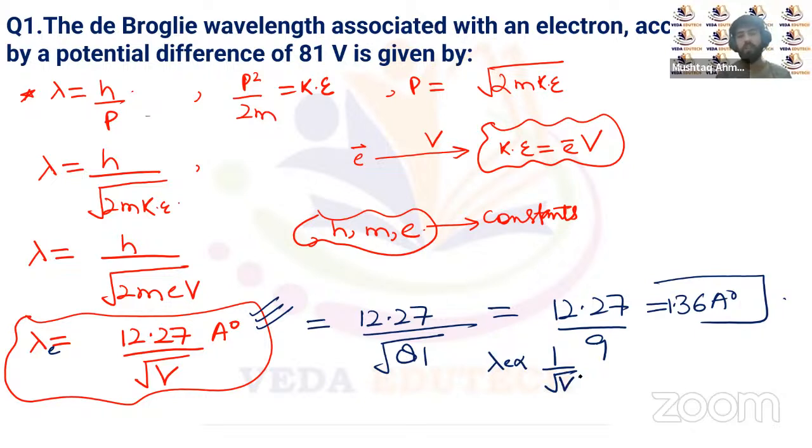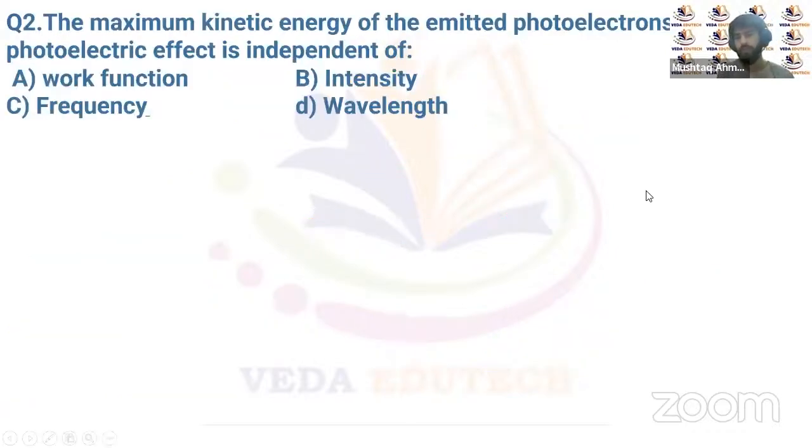So this is how we can calculate the de Broglie wavelength of different objects. In general, this is the general equation for the de Broglie wavelength, h upon p, where p is the momentum, or in terms of kinetic energy, it's h upon the square root of 2mK. And in terms of accelerating potential, this is the relationship between the de Broglie wavelength and the accelerating potential. Now let's move on to the next question.